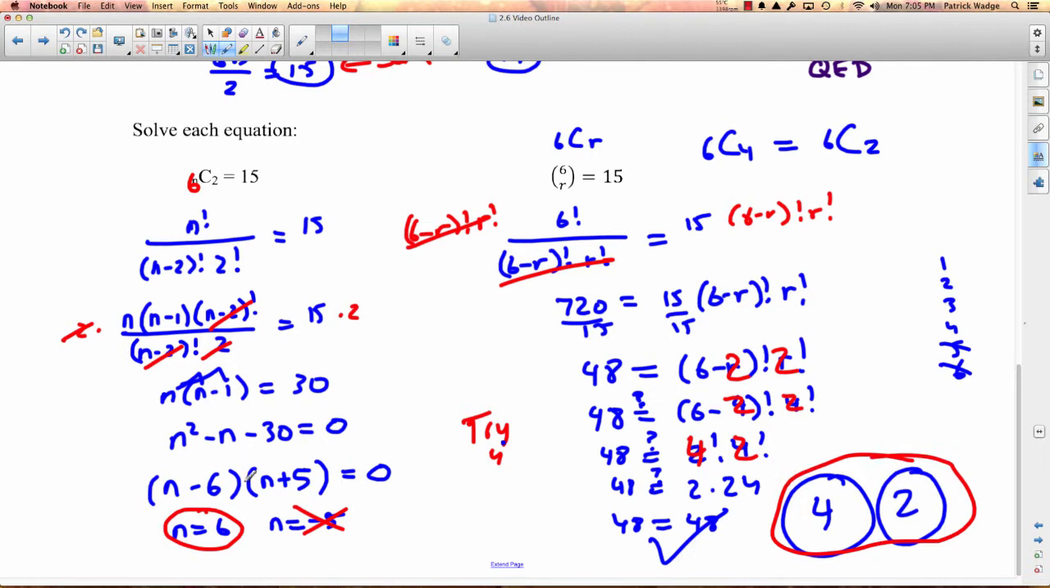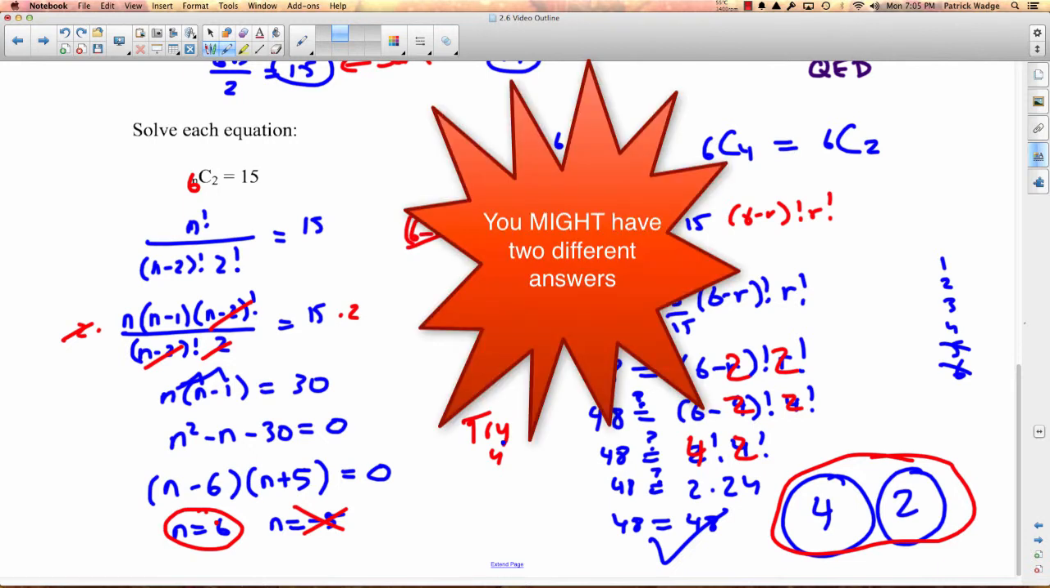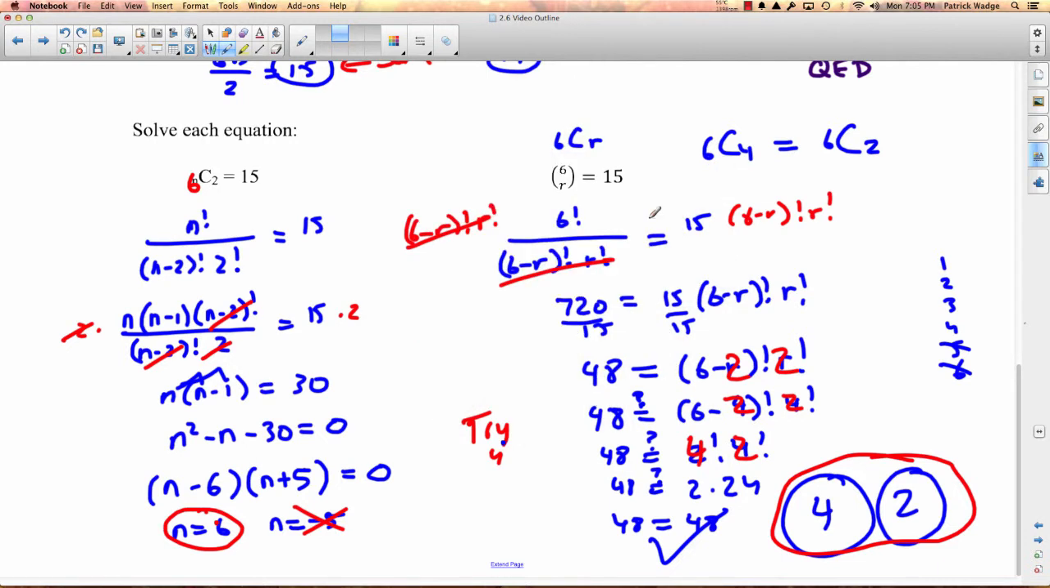This was not the case over in this one over here, because we were looking for the first number. It's when you're looking for the second number, the r value, that's when you'll have 2 different values. Okay? Alright, that's it for combinations. Well, actually it's not true. We'll do some more, even more difficult ones next day.